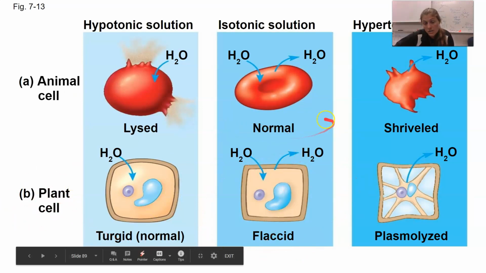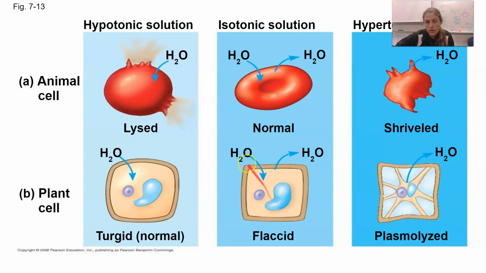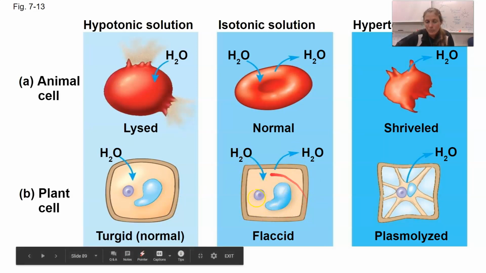normal or isotonic, I should say, isotonic is not good, okay? Water in and out at the same rate. This cell is not as full as it could be because this cell wall will not let this cell pop. Okay, so if we're in dynamic equilibrium, we're not as good as we could be. We're going to be something called flaccid.